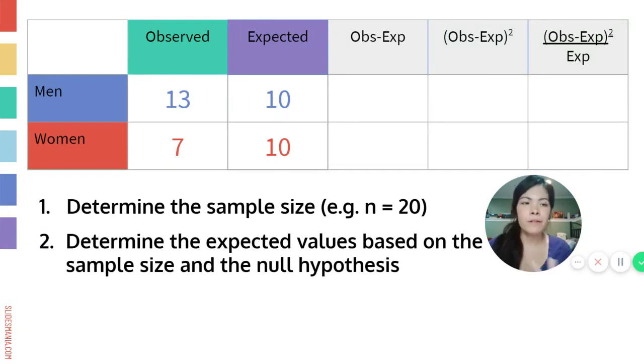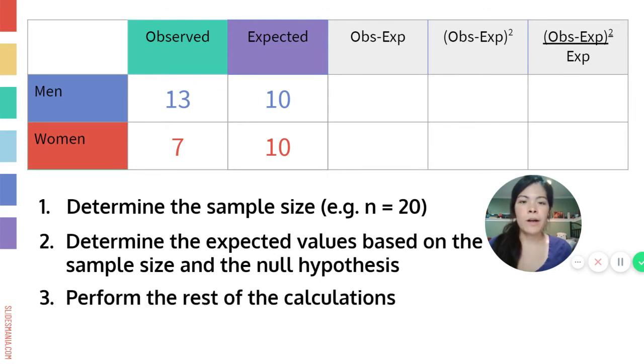And then the rest of this table is just math. That's hopefully not too bad. For the rest of the calculations, you're just taking the observed number and subtracting the expected. So 13 minus 10 is 3, 7 minus 10 is -3, and then you're squaring that number. That gets rid of any negative numbers and brings everything to a nice positive number. So 3 squared is 9, and -3 squared is also 9. So we have two 9s in this column.